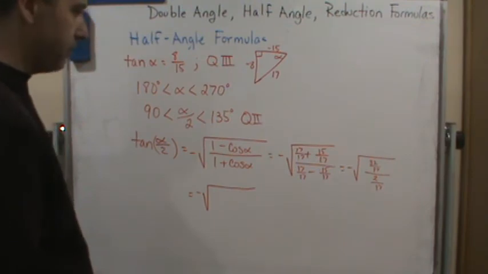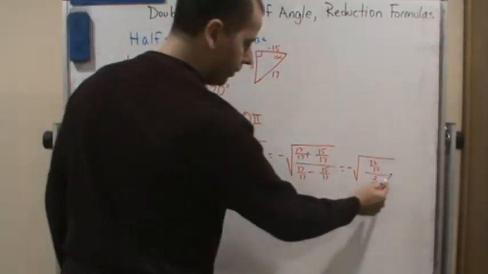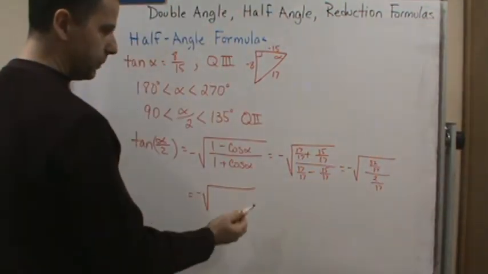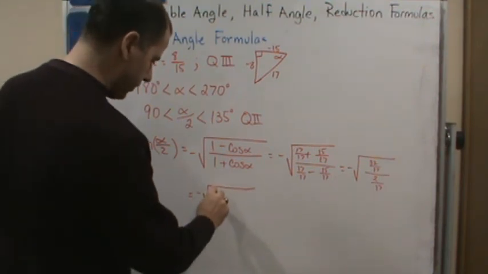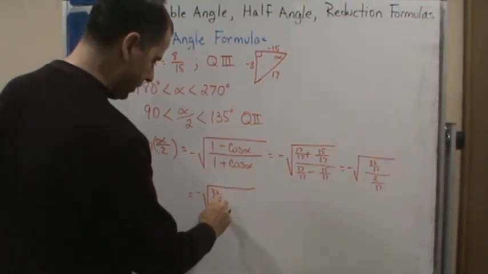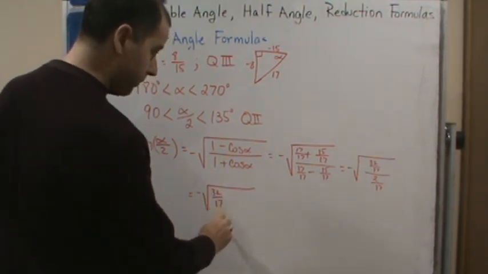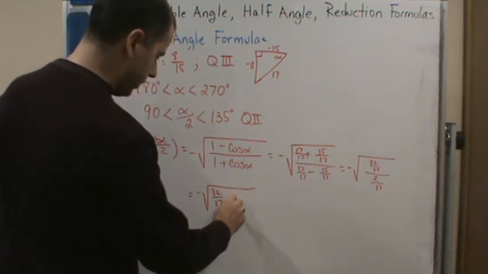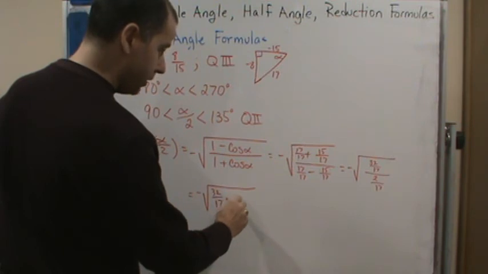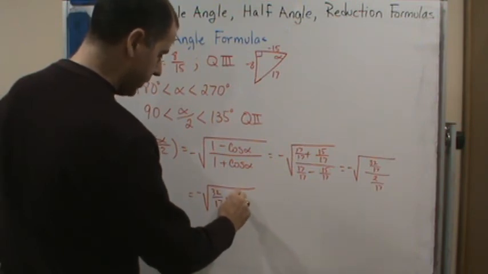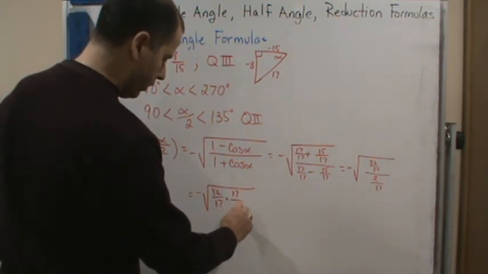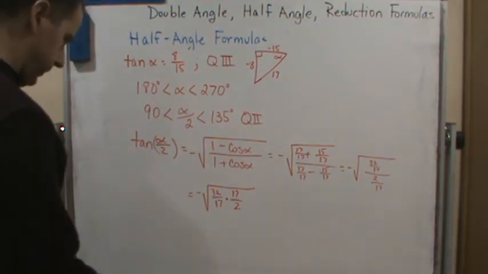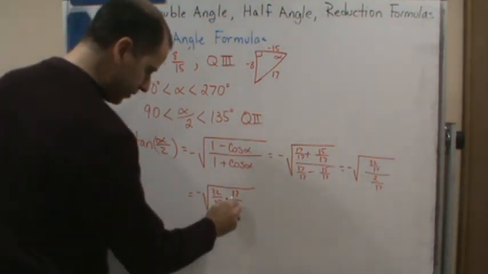And so now we get negative. And how does it simplify? Well, let's write it as a multiplication. So we're going to multiply by the reciprocal of the bottom. So this is going to be 32 17ths times 17 over 2. Now we can see the 17s are going to cancel.